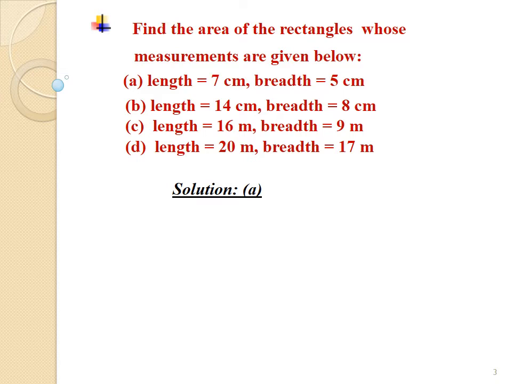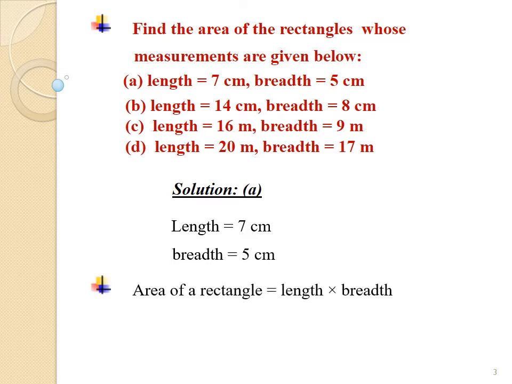Sum A. Length is given 7 centimeters. Breadth is given 5 centimeters. Thus, area of a rectangle equals length multiplied by breadth. Multiplying the length 7 cm and breadth 5 cm, which are given to us, we get 35 square centimeters.